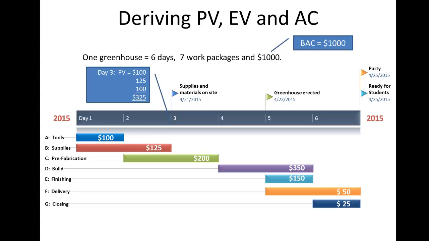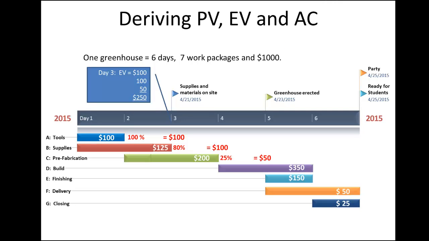Now, earned value calculation is done on an analysis date or a snapshot date. So let's look at day 3. Specifically, the plan was that the work packages A and B would be completely done. So that's 100 plus 125 for 225, and half of C. So that's another $100 for 325.